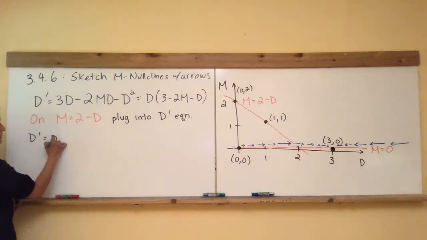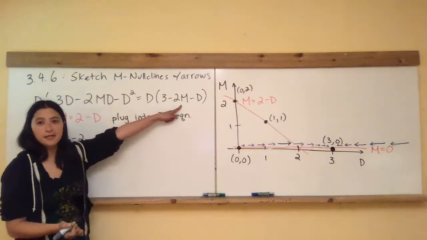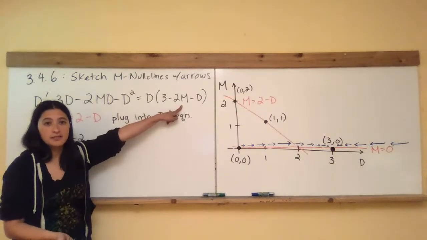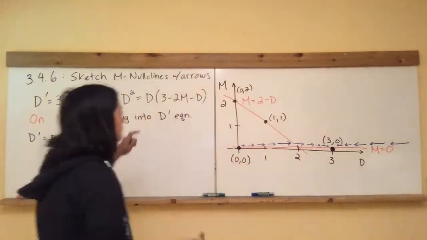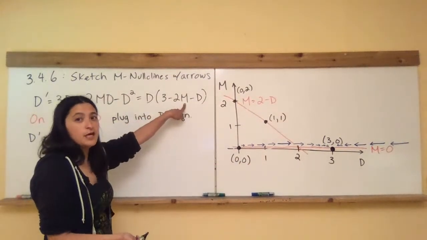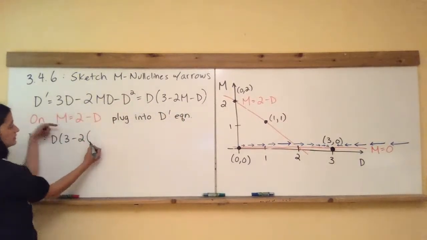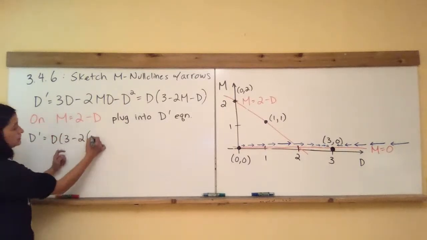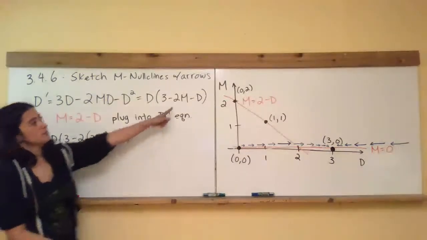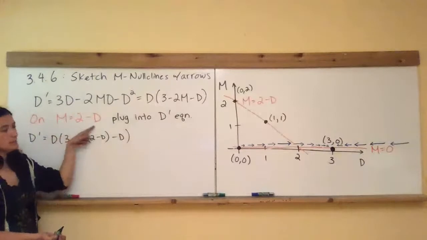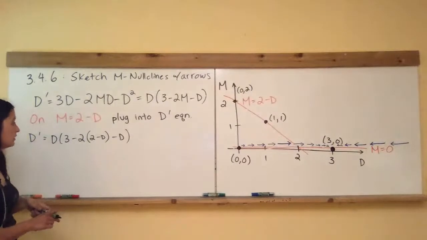Okay, so here we go. D prime is equal to d times 3 minus 2m. Now, where I see the m right here, I'm going to plug in the nullcline. That's the same thing that I did last time. Just checking. Okay, good. So you see where the m is here? I'm going to cut right to the chase, and I'm going to replace the m that's supposed to be right here with the statement of the nullcline, which is that m is equal to 2 minus d. I'm going to plug that right in. So I kind of skipped a step. This is the m that's in the equation right there, and I replaced it with the statement of the line that I'm analyzing the vector field on, which is the second m nullcline.